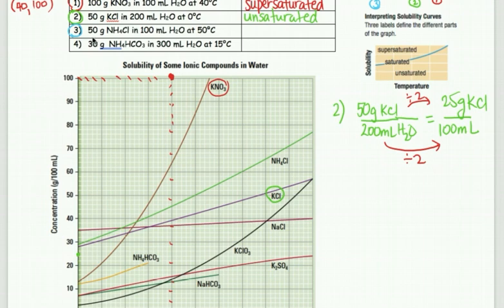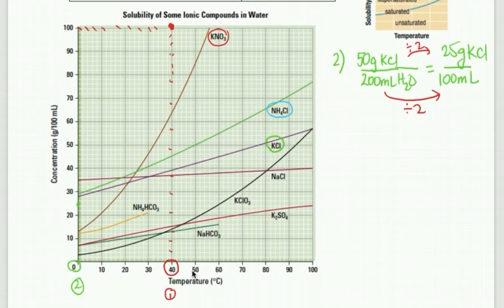Okay, so here's this one. We have 50 grams of ammonium chloride. There it is right here. And 50 grams in 100 mils, so that one's okay, we don't need to convert, at 50 degrees Celsius. So let's go find 50 degrees Celsius. There it is. So we'll call this question 3.